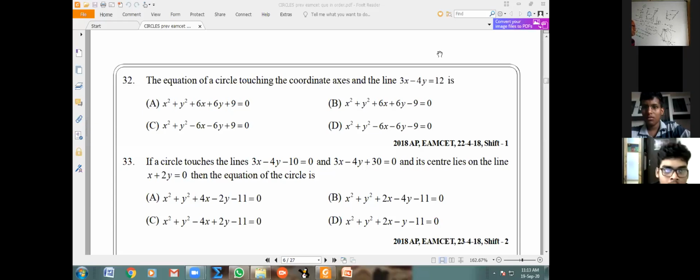But with this, first of all, this line is in which quadrant? X-intercept is positive and y-intercept is negative, which means fourth quadrant it is intersecting. This is the given line, 3x minus 4y equal to 12. So this is 4 comma 0 and this is 0 comma minus 3. So we have one circle like this, one circle like this, and in the first quadrant also we'll get a circle like this. In this quadrant also we'll get a circle like this. Actually, for 32, there are 4 answers.